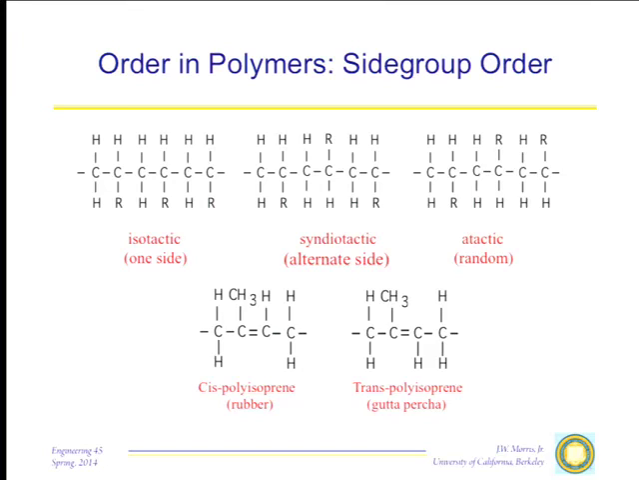Now, this is going to have a rather big effect. The chemical properties of the polymer are largely determined by the composition, that is, how many of these radicals we put down and what their nature is. But the mechanical properties of the polymer are going to be very sensitive to the configuration of the polymer.